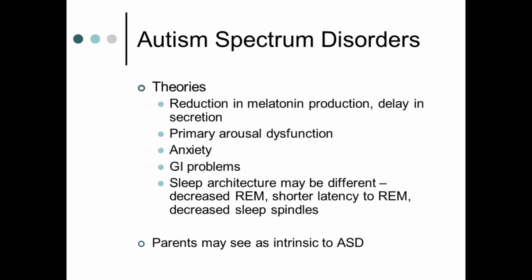There are a bunch of theories that are being explored in terms of why kids with autism may have difficulty sleeping. The theories include things like that their melatonin production is actually reduced, or it may be that the melatonin secretion at night, because we all secrete melatonin when it's dark and we suppress it when it's daytime, when it's light, there may be a delay in the secretion of melatonin for kids with autism. It's also been speculated that it may be a primary arousal deficit, so they may arouse more easily to some things and less easily to other things.